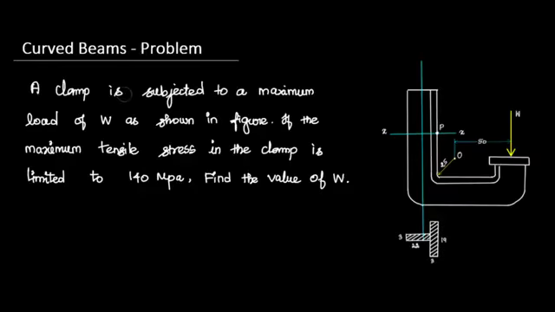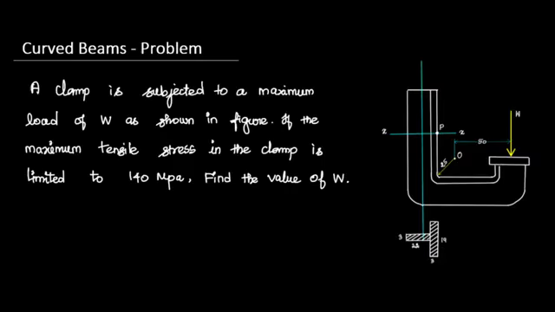A clamp is subjected to a maximum load of W as shown in the figure. They have given the diagram, which is kind of a C clamp. At the end of the C clamp, the load applied is W. Its value is not actually given. And the clamp has a T-shaped cross section.